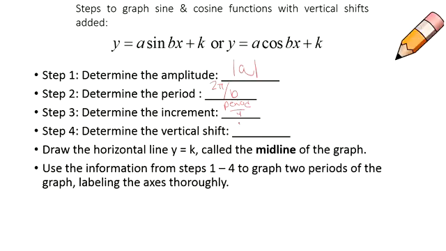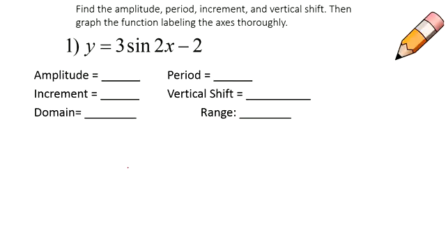Now, your vertical shift is going to be the K value. If it is a plus outside, it is going to go up, and if it is a negative, it's going to go down. Now, what you're going to want to do, we're going to draw in our horizontal line, which is called the midline of the graph. So we are going to show where the x-axis is, and then we're going to draw with a different color our midline, okay? So let's try a couple of examples.